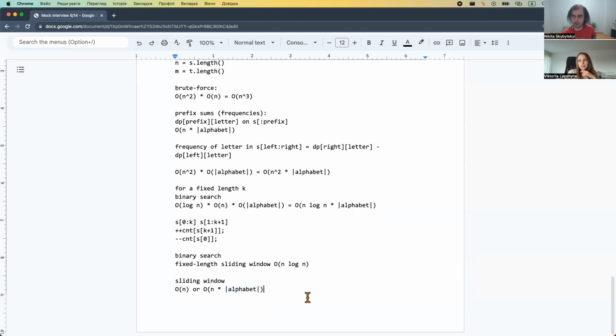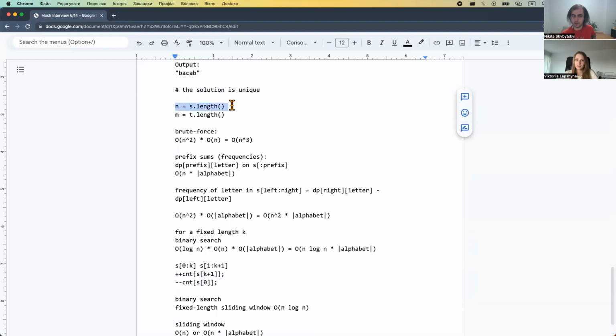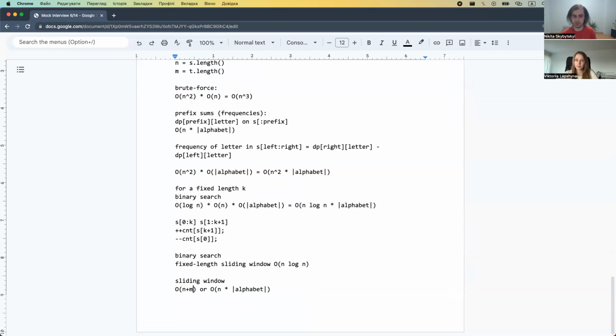So you're saying that you can implement the sliding window approach and get either one or the other complexity? Depending on how we implement it, yes. Okay. And what exactly is n in your case? N is, well, okay, fair enough. N plus m, and here you will have just m.